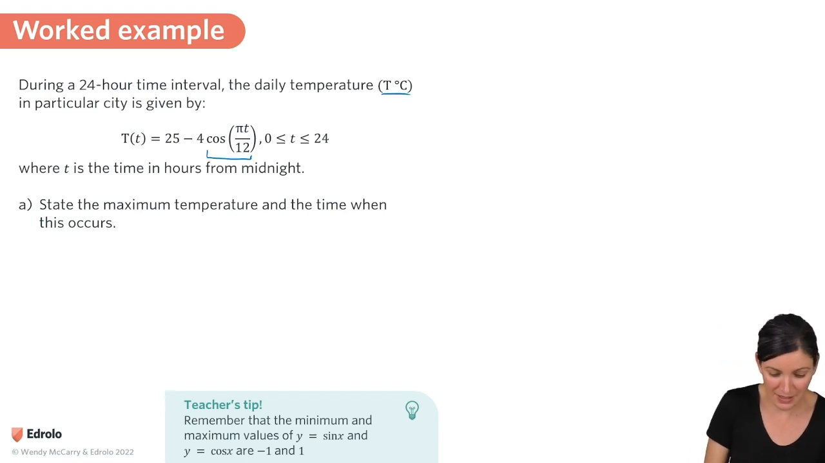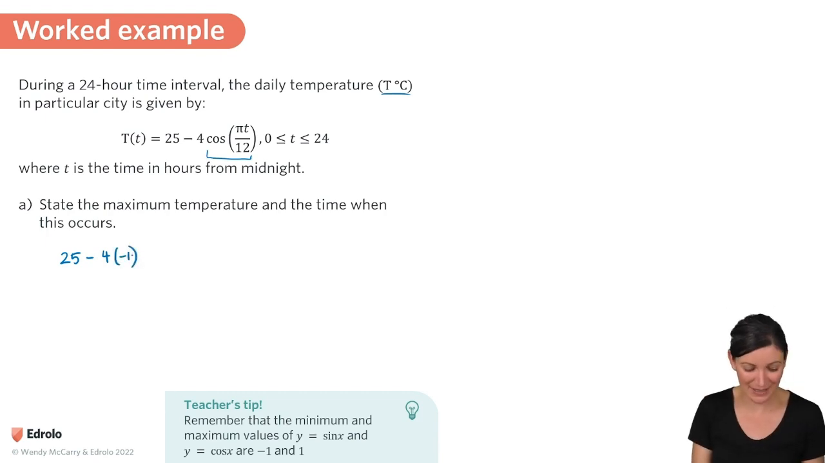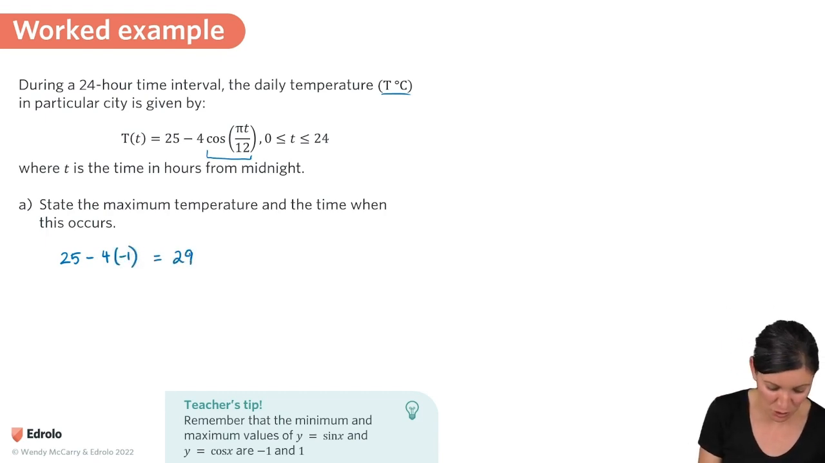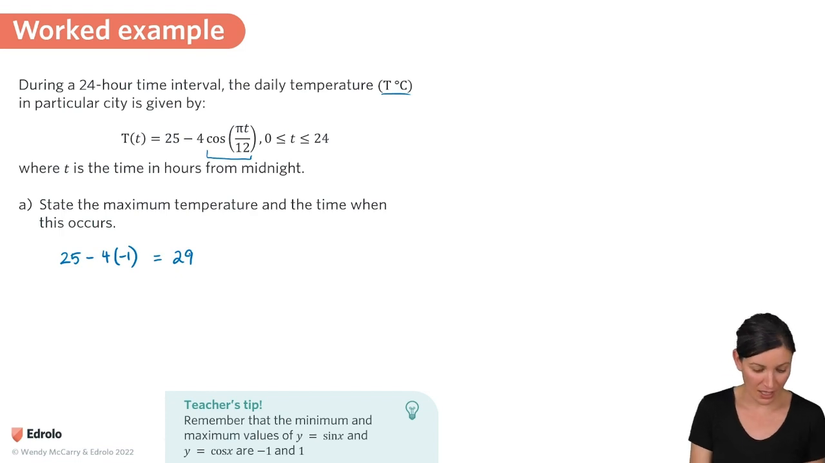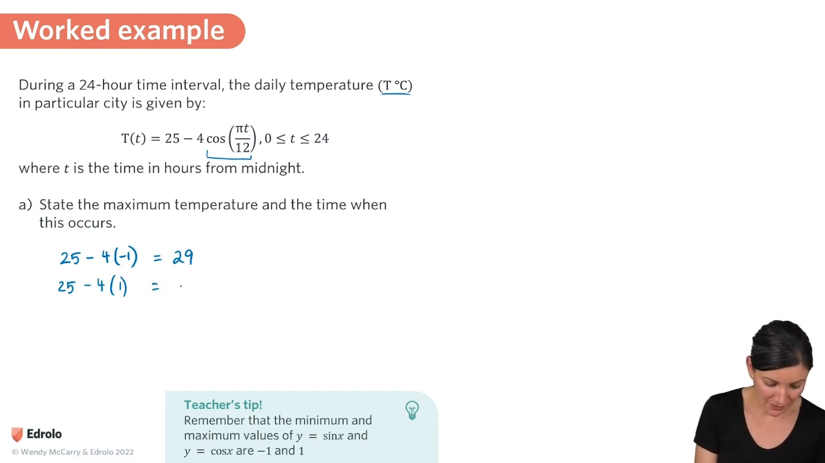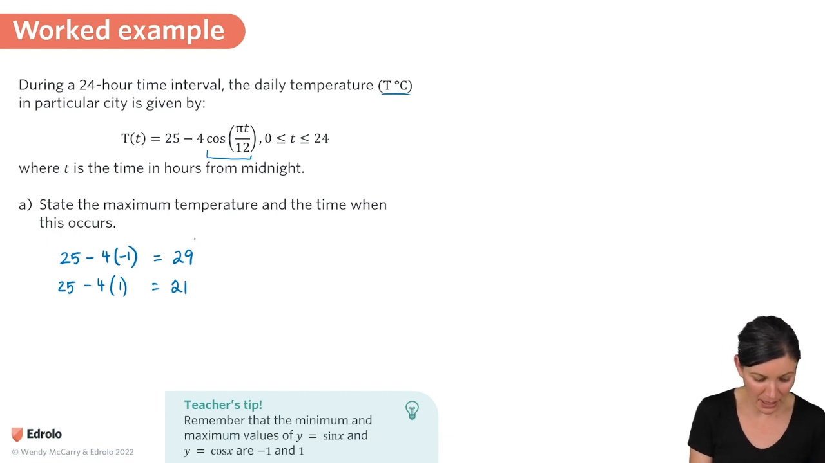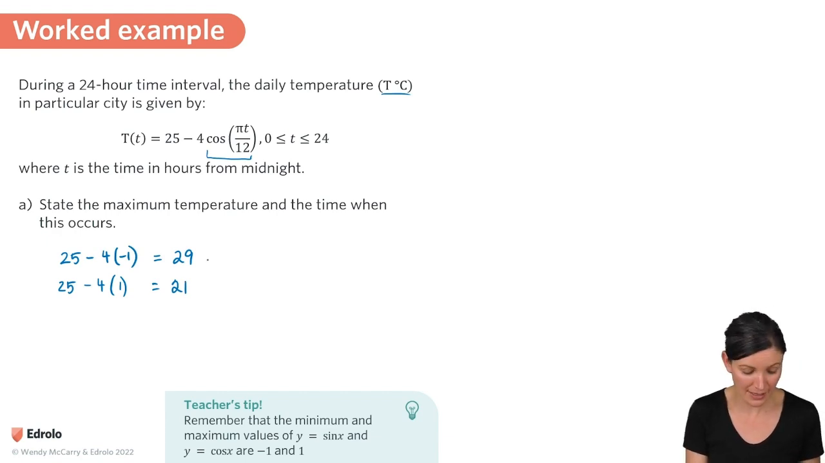Okay, so what that tells us is that if we looked at the minimum value of cosine, -1, and subbed it into our equation, we'd have 25 minus 4 times -1, which would give us a temperature of 29 degrees. If I put in the maximum value of cosine, which is 1, that gives me 21. So what that's telling me is my maximum temperature is 29 degrees and my minimum temperature is 21 degrees.